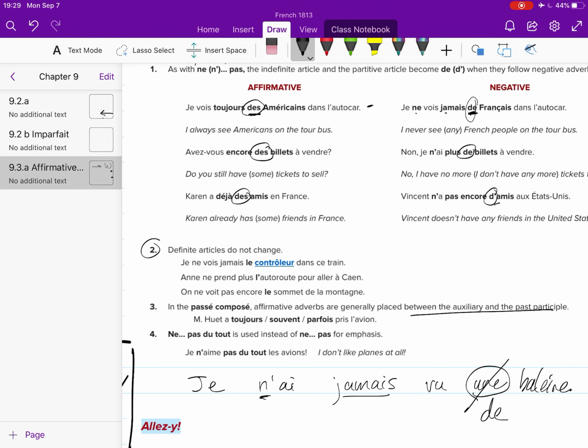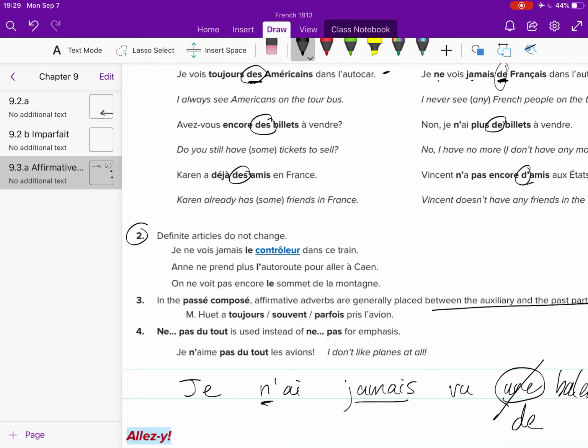All right. This last one is just kind of an additional thing, number 4. Ne and pas du tout. Du tout is just for emphasis. It's just kind of extra. There's no affirmative form of ne pas. There's no affirmative form of ne pas du tout. It just exists as itself, okay? Because the original affirmative is just a normal sentence.